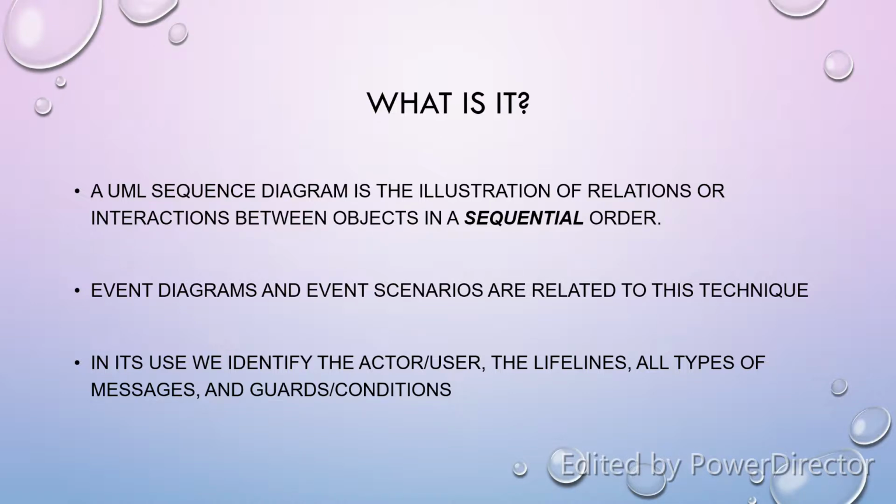Firstly, a UML sequence diagram is an illustration of relations or interactions between the objects in a sequential order. This is to mean the order in which the operations will take place in the project. Event diagrams and event scenarios are related to this technique as they are simply the recording of the events in the order that they take place.